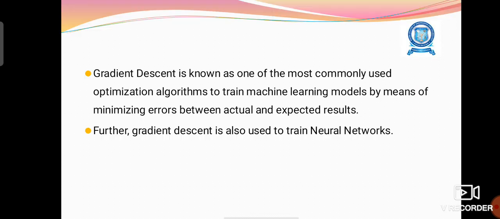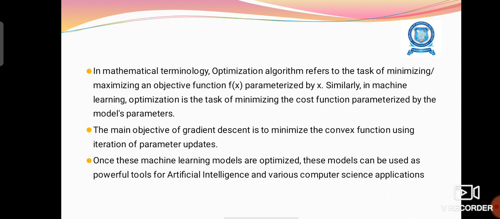Gradient descent is known as one of the most commonly used optimization algorithms to train machine learning models by means of minimizing errors between actual and expected results. It is also used to train neural networks. In mathematical terminology, an optimization algorithm refers to the task of minimizing or maximizing an objective function parameterized by x. Similarly, in machine learning, optimization is the task of minimizing the cost function parameterized by the model's parameters. The main objective of gradient descent is to minimize the convex function using iteration of parameter updates.